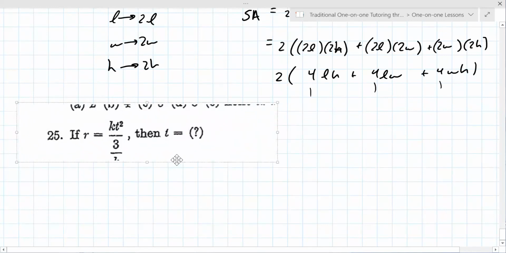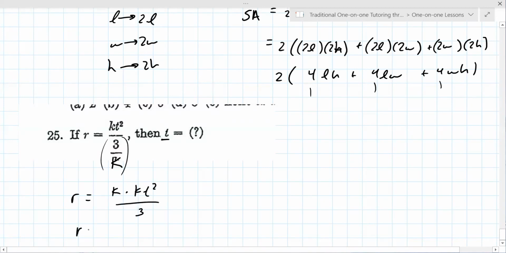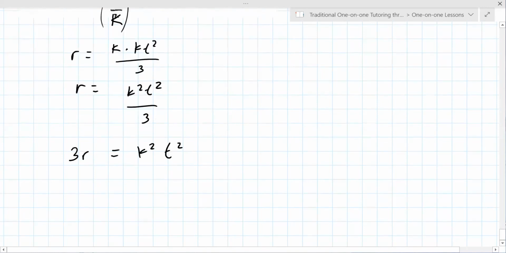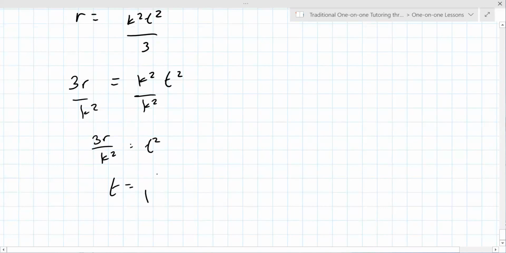All right, if R equals KT squared over 3 over K, I guess I do need that, then T equals, so it's basically saying to solve for T. Whenever you have a fraction at the bottom, you flip it. So it's K times KT squared over 3. So that's K squared T squared over 3. Multiply both sides by 3 to clear it. So 3R equals K squared T squared. You're solving for T, so divide both sides by K squared. So you get 3R over K squared equals T squared. And then T equals the square root of 3R over K squared. You'll notice none of those answers are there, but you can take the square root of the top and the bottom, and the bottom becomes just K.